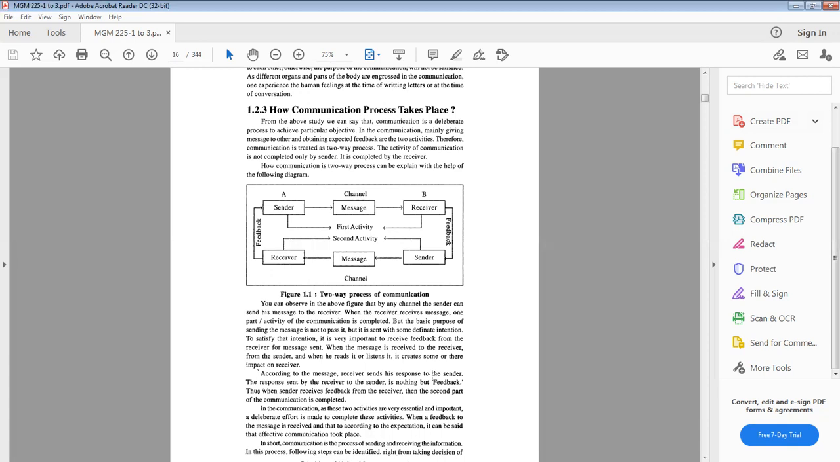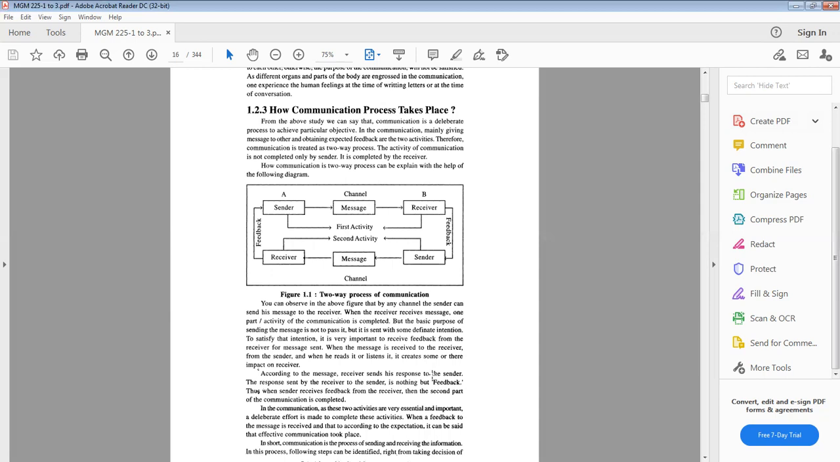From the above study, we can say that communication is deliberately processed to achieve particular objectives. In communication, mainly giving a message to others and obtaining expected feedback are two activities. Therefore, communication is treated as a two-way process. In the given flowchart, you can see how the information is shared from sender to receiver.